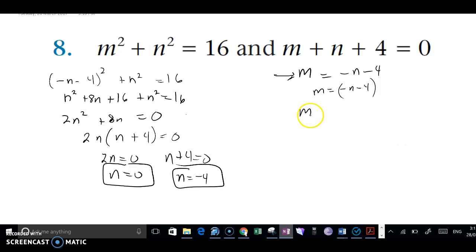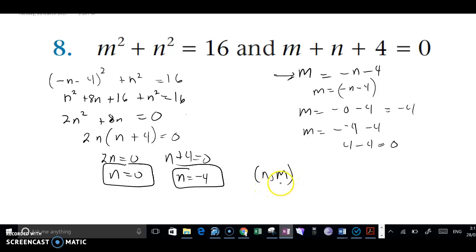So that means m is going to be negative 0 minus 4, which would be negative 4, or m would be negative negative 4 minus 4, which would be 4 minus 4, which would equal 0. Okay, so now notice how this paired up. I'm going to write it as a companion pair: n, m.